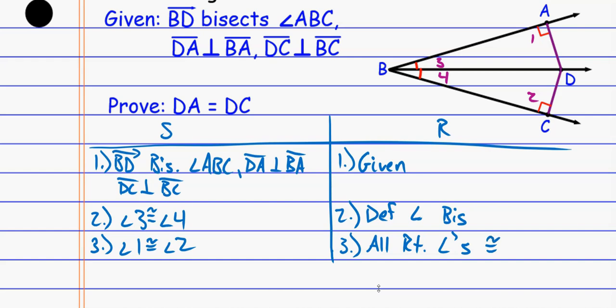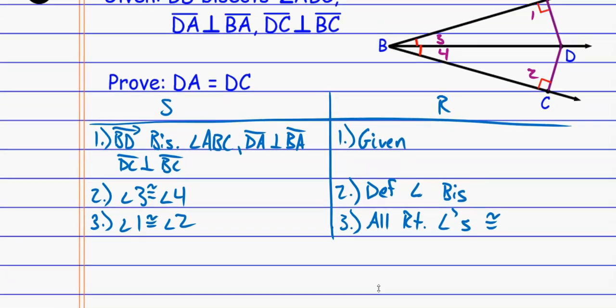And we could have split that up and said, hey, 1 and 2 are right angles because of the definition of perpendicular lines, and then said they're congruent because all right angles are congruent. But again, just kind of shortening this up a little bit, there's that idea of reasonable justification.